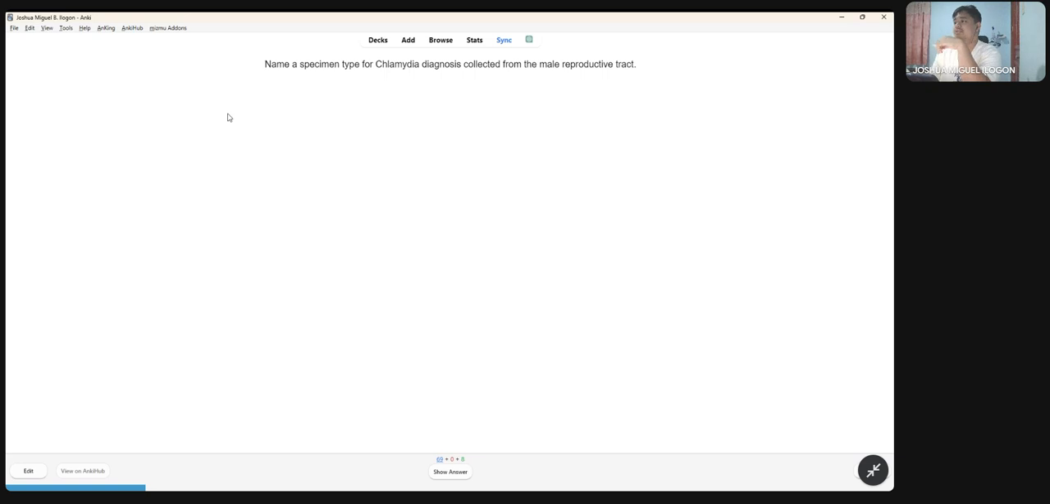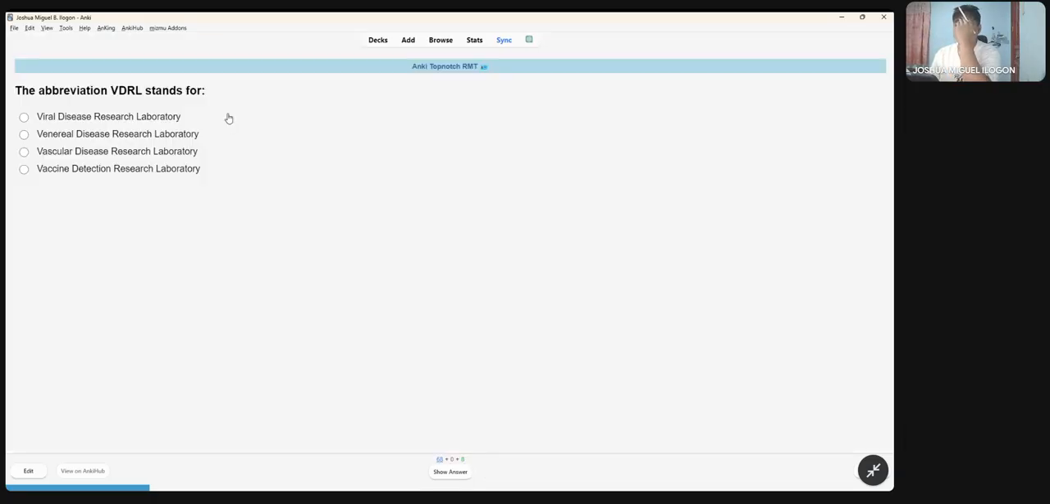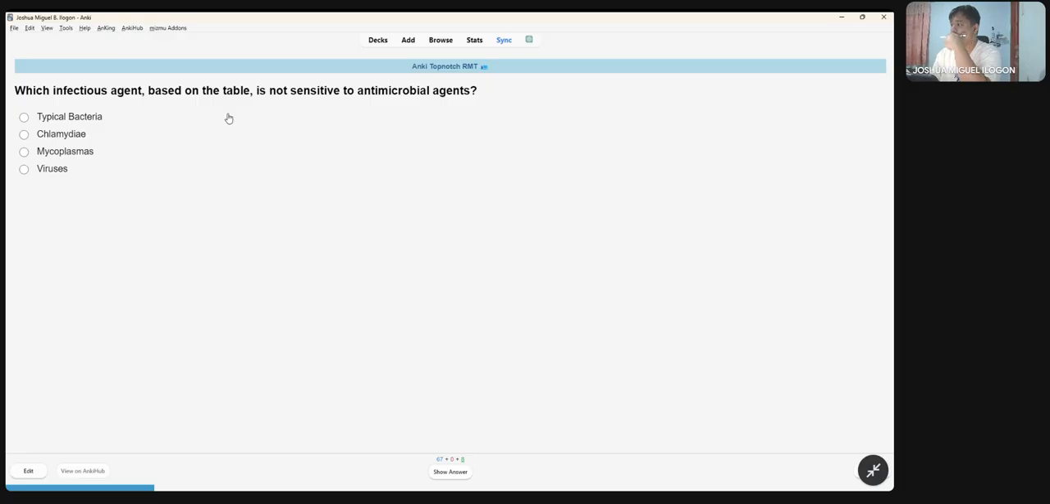Name a relevant type for immunohistochemical diagnosis, collected from the male reproductive tract. Genital specimen? Oh, urethral specimen. Venereal Disease Research Laboratory. Not sensitive to antimicrobial agents. There has to be your viruses. So the relapsing fever is cross-reactive with OXK antigens for sure.